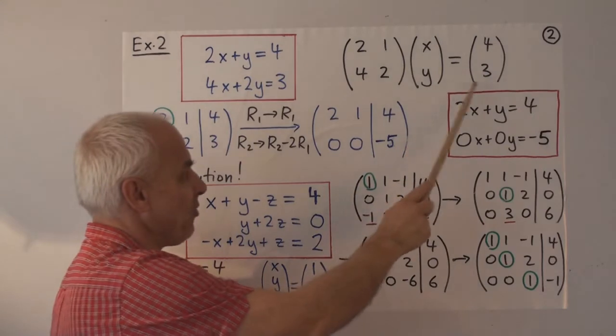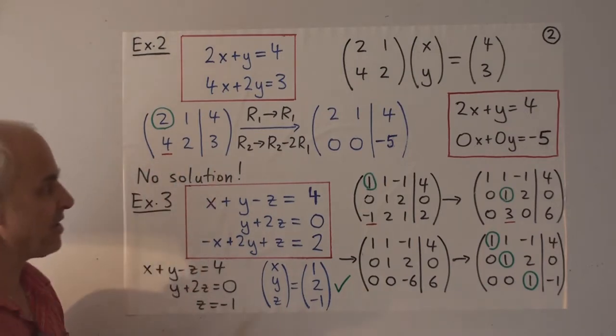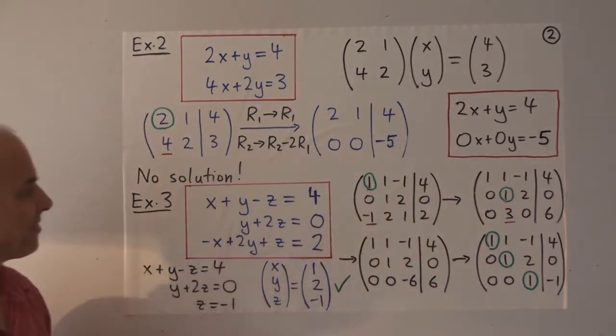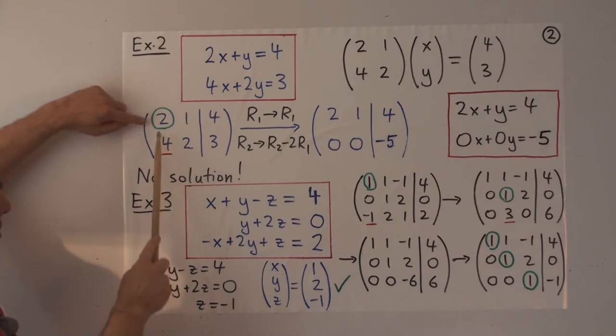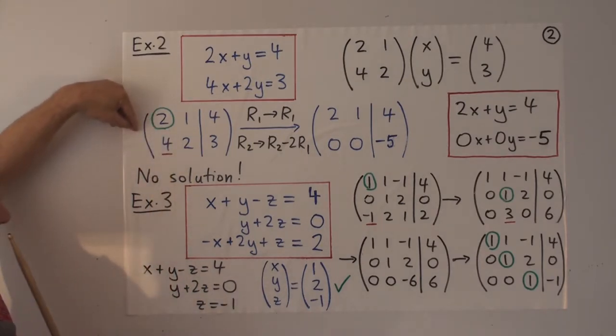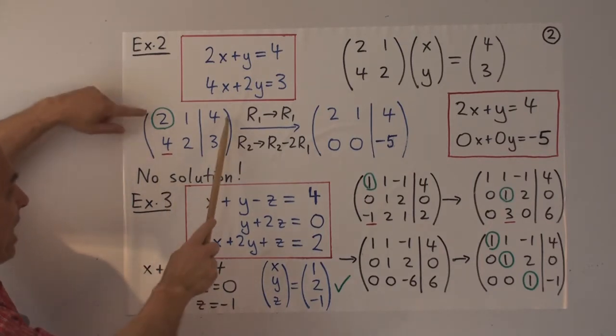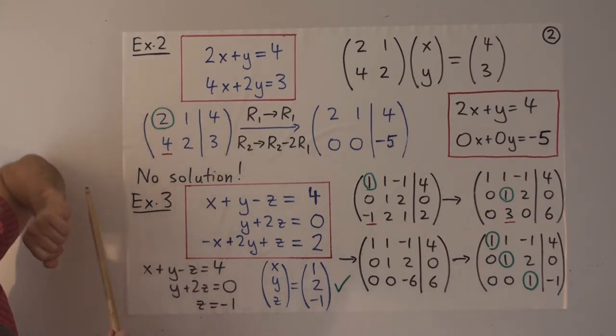There's the AX equals B form for the system in matrix form. And here's the augmented matrix for this system. We're going to row reduce this by starting with this pivot entry here and removing everything below it. So we're going to replace row 2 with row 2 minus 2 times row 1.